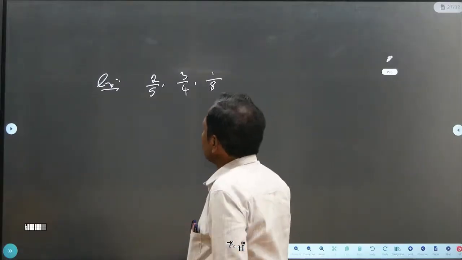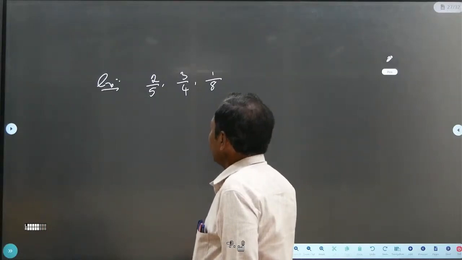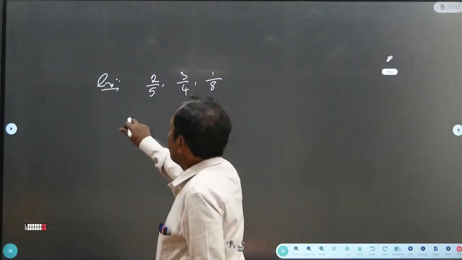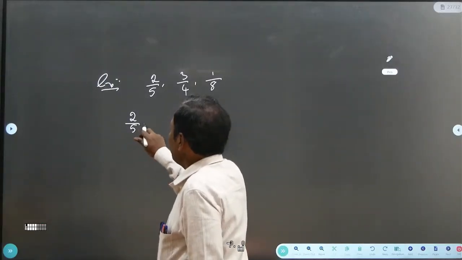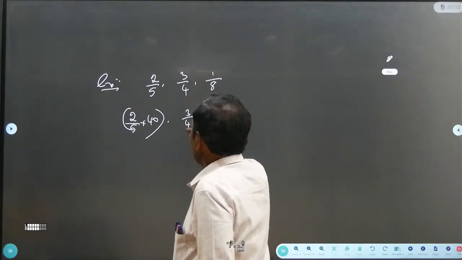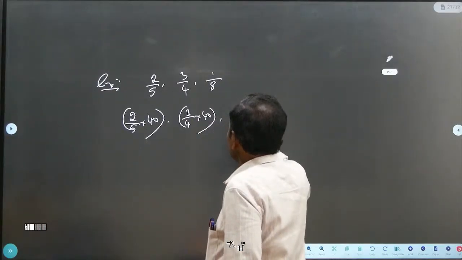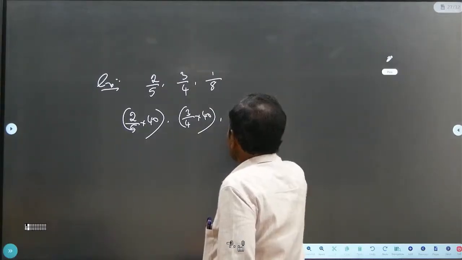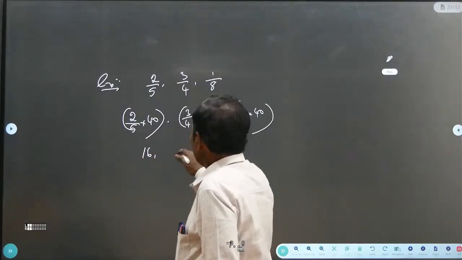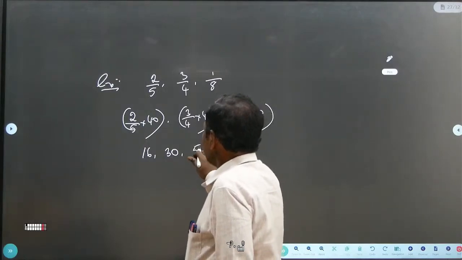Now first we'll see, convert into natural numbers. What will be the LCM of 5, 4, 8? 40 you can take as the LCM. LCM is 40. 2 by 5 into 40, right? 3 by 4 into 40, and 1 by 8 into 40. Then what happens now? 5 8s are 40, 16, 30, 5. These are the natural numbers.